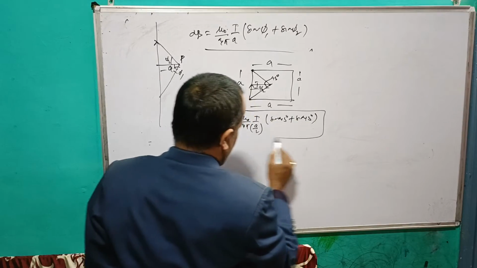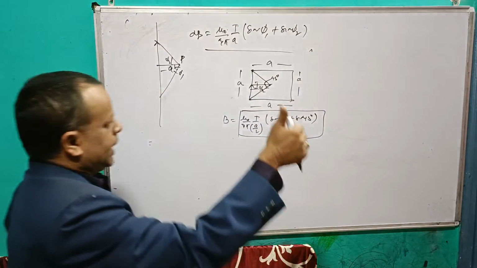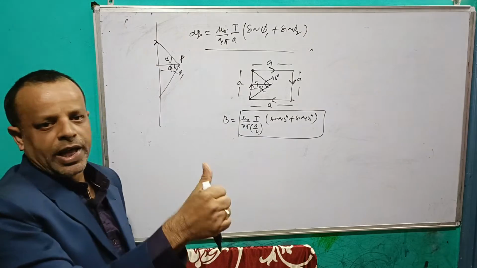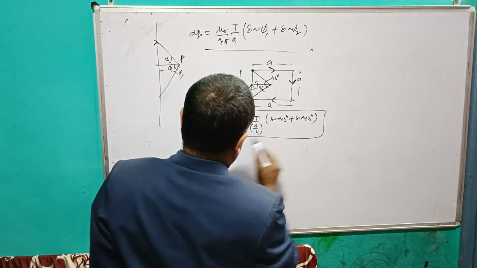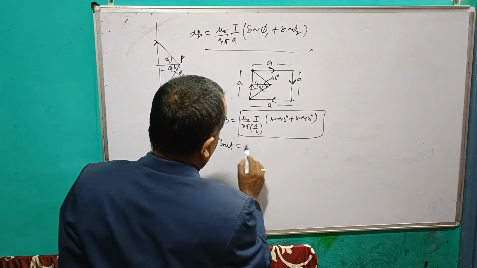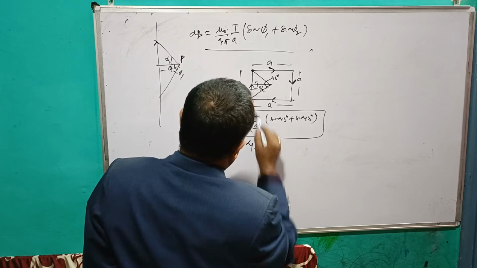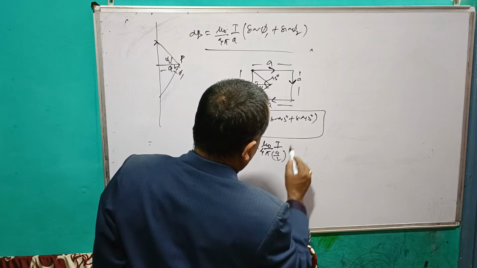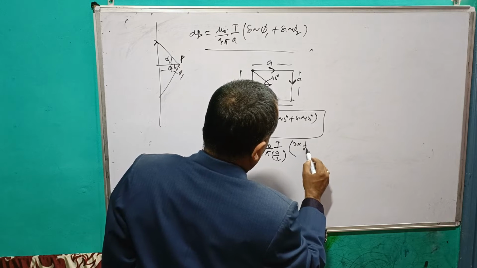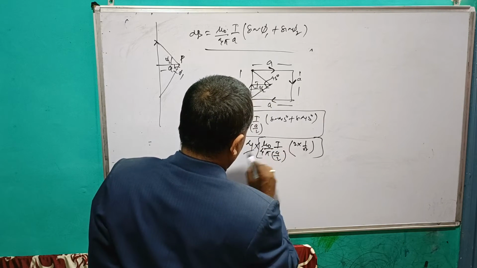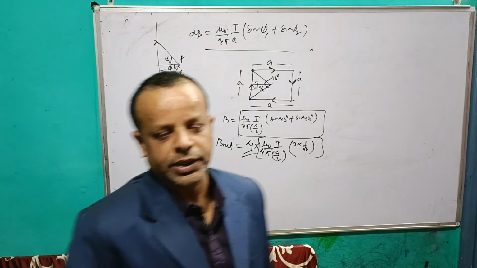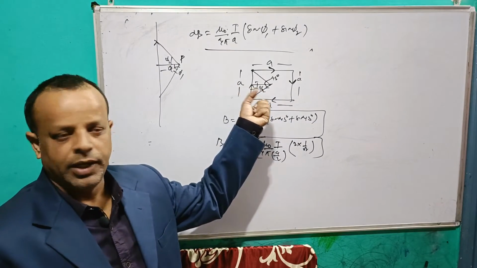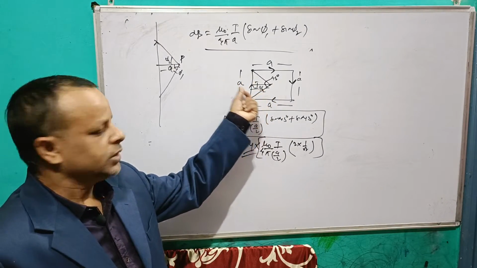And again applying the right hand thumb rule, we get that all sides contribute the magnetic field in the downward direction. So the net magnetic field will be 4 times the strength of magnetic field due to one side. This is 4 pi, this is I, A by 2, this is twice 1 by root 2. We have multiplied by 4 to get the net strength of the magnetic field due to the square which has side A, and the strength of current is I.